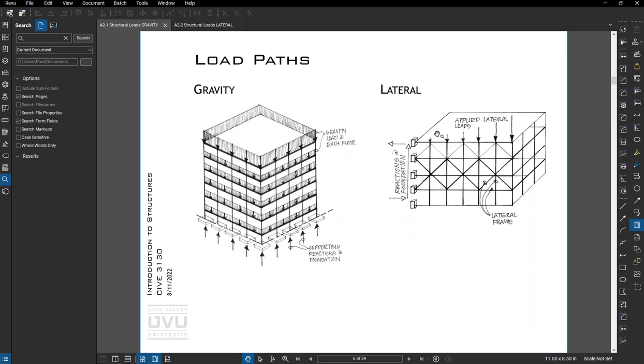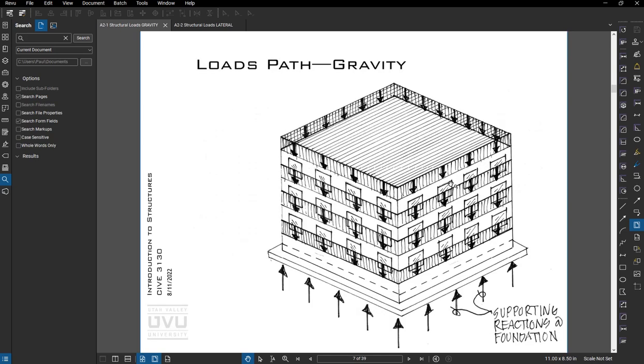Okay, so types of load paths: gravity and lateral. Gravity is typically what we think of in loads. Lateral would be like wind and seismic. It's somewhat equivalent to taking a building, turning it 90 degrees and bolting it to the wall and having it cantilever off. It cantilevers off the ground.